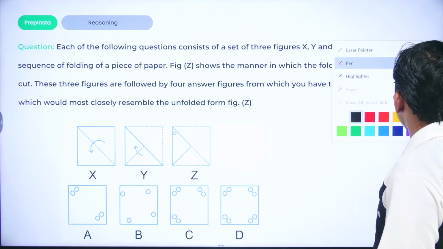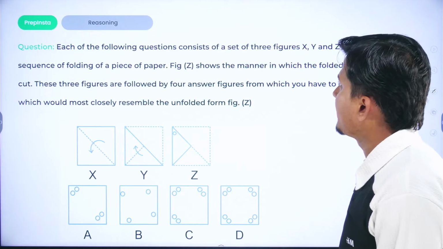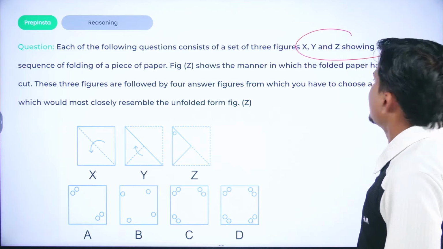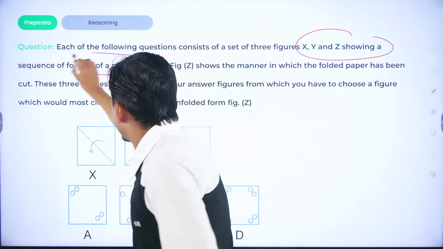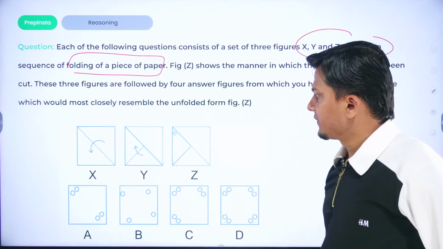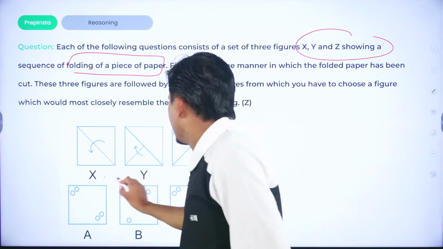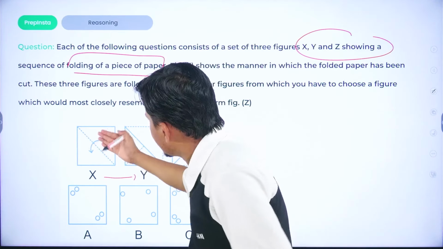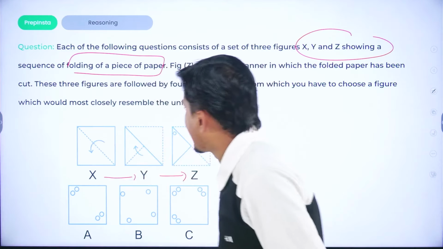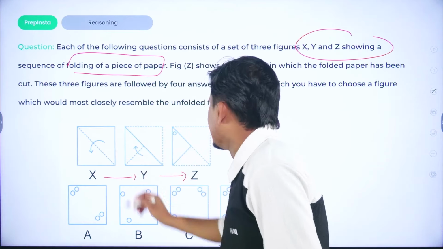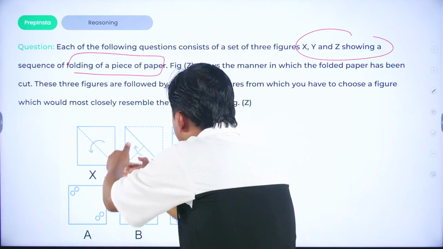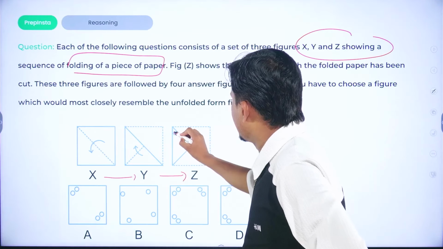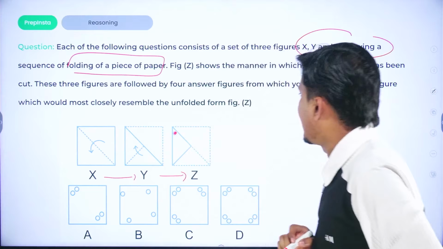So we have another question from the topic of paper folding. Each of the following questions consists of a set of 3 figures x, y, z showing a sequence of folding of a paper. So a paper is being folded as per the given instructions, x then y then z. In this figure, first of all it is folded along this particular diagonal. So it is folded this way, then in the second figure it is folded halfwards, then this way, right? At the last we are being given a bullet, that is this particular alignment, right?